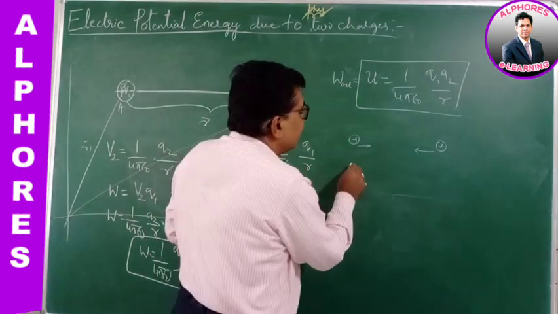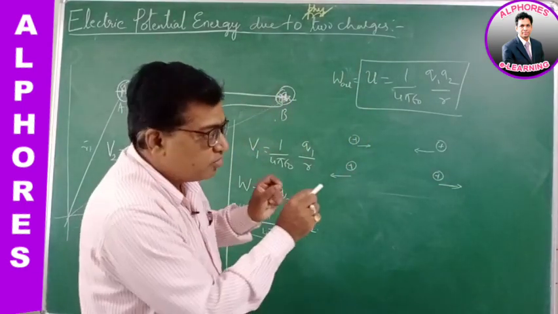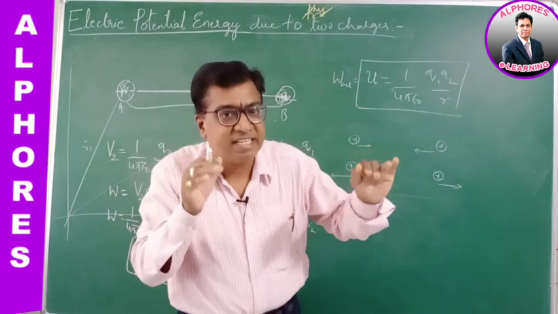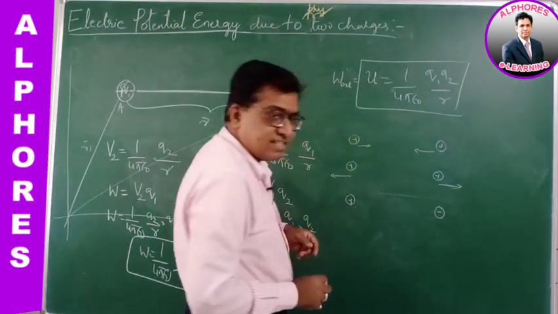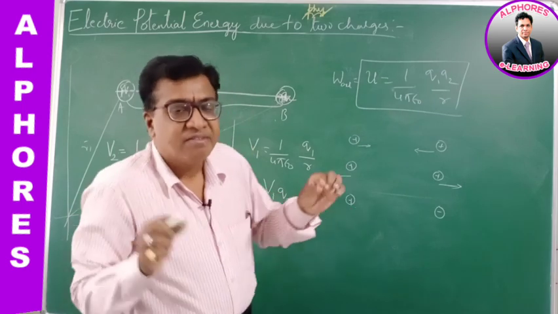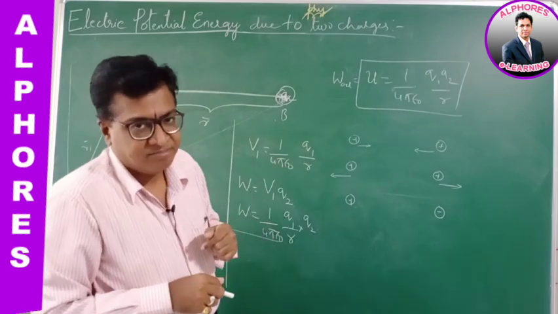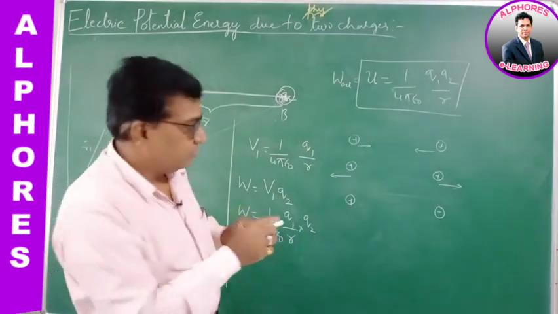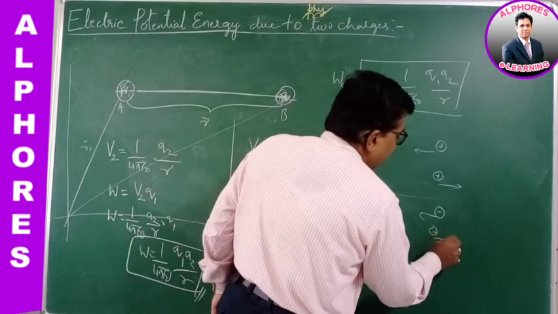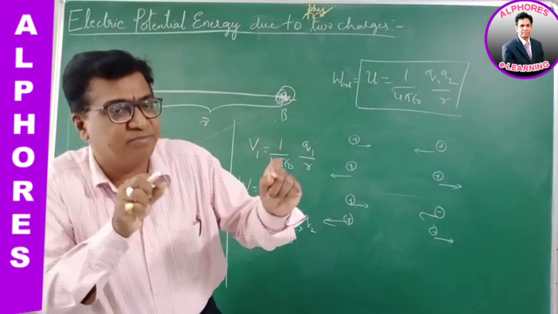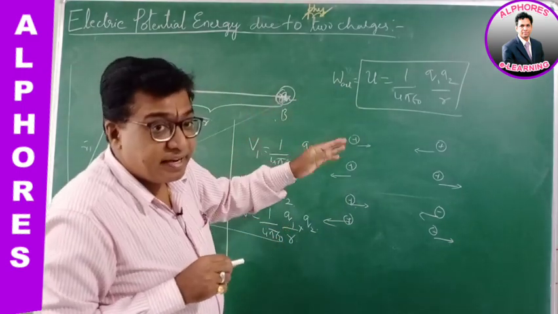If like charges are moved away like this, then they are moving apart. In moving apart like this, potential energy decreases. Similarly, when unlike charges move towards one another, they accelerate. Their kinetic energy increases, potential energy decreases. When moving unlike charges away, plus and minus, there exists an attraction force. Against the attraction force you have to move. The external agent has to do work. Potential energy increases.